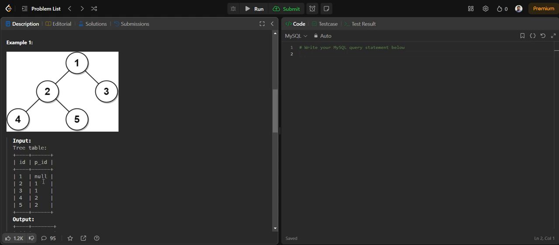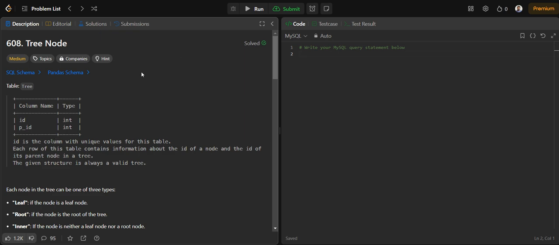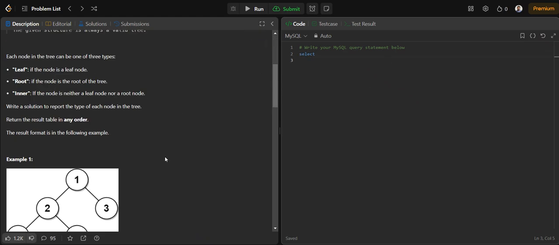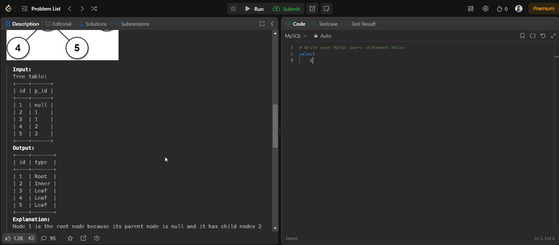So try to solve it yourself. Go to LeetCode and try to solve it yourself. I'll be solving it here after you. I will be solving it simply using a CASE WHEN statement. Select ID, I'll select the ID.